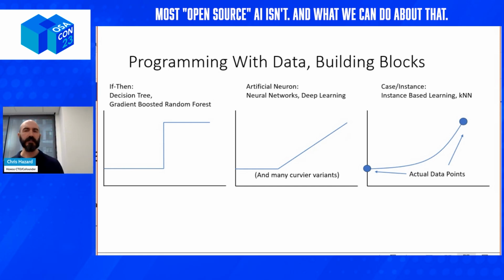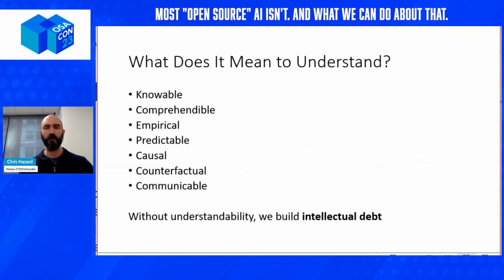But another technique is instance-based learning or case-based reasoning, where we have the same sort of building block, but instead of it being just a building block that we piece together like Legos, the anchor points are actual data points. This will become very, very important.